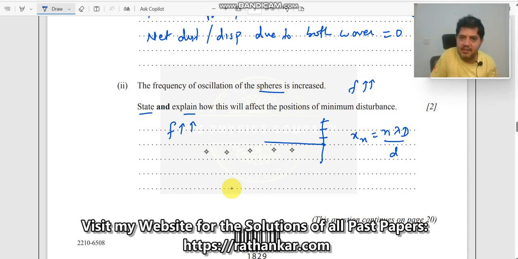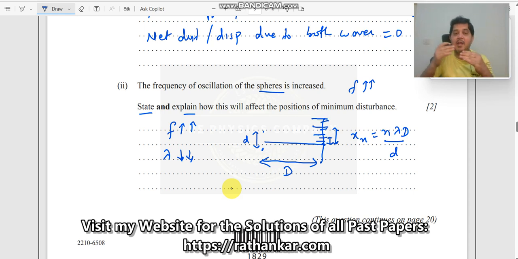The value of d is not increasing. This d, the distance between the two sources, the two spheres, is not increasing. What is changing here is lambda. If frequency is increased, lambda will decrease. When lambda decreases, xn decreases, which means that earlier this was your x1, this was your x2. Now x1 will come nearer, x2 will be here, x3 here, x4 here. So more minima are present.